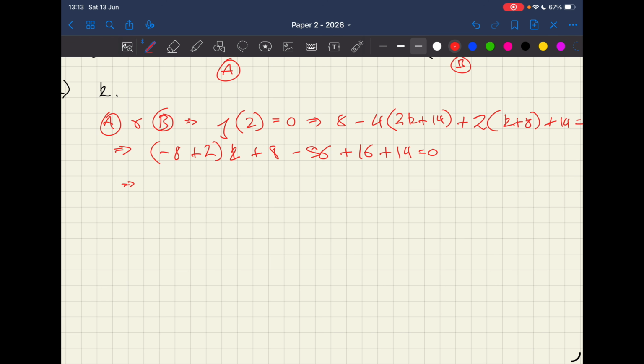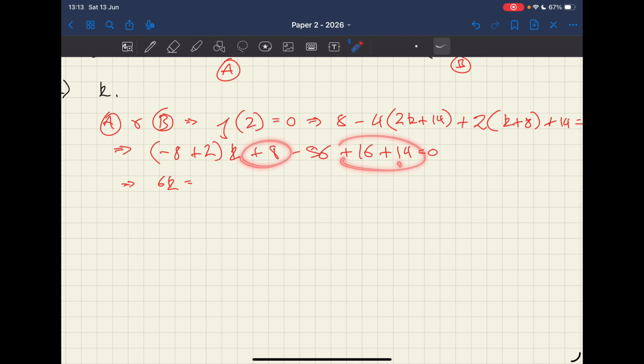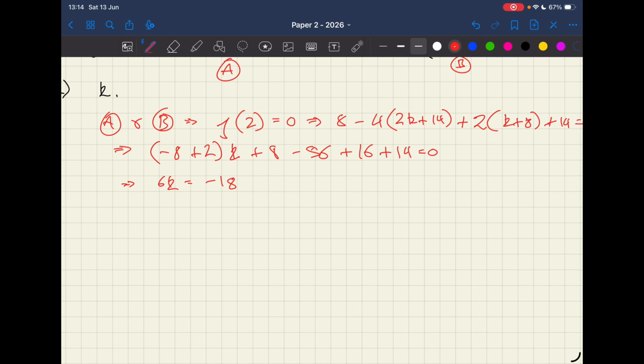Collecting all these up then, the k's, we have minus 6, so I'll send that to the other side and say that we have 6k. And then we'll add these all up. That makes 30, that makes 38. 38 take away 56 is negative 18. So this is going to be negative 18. And divided by 6 then, what do we get? We get that k should be minus 3. Lovely jubbly. Let's keep going.